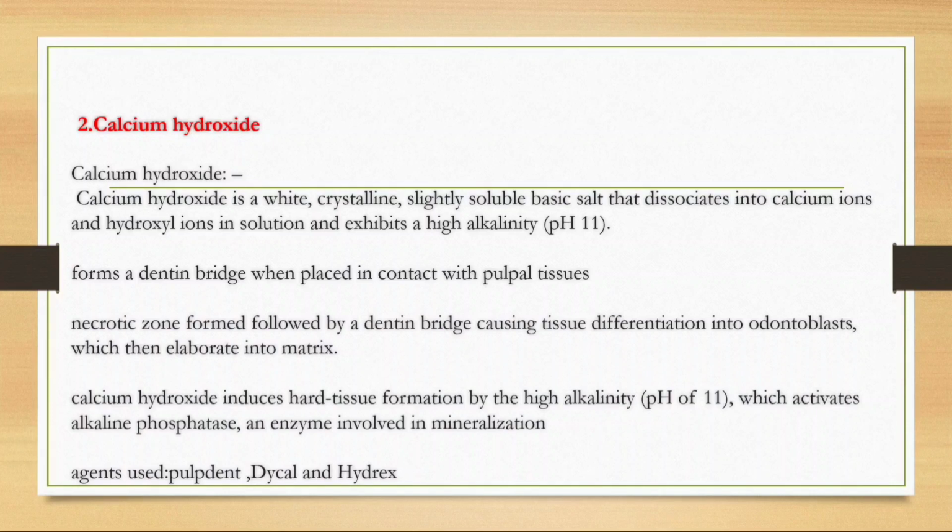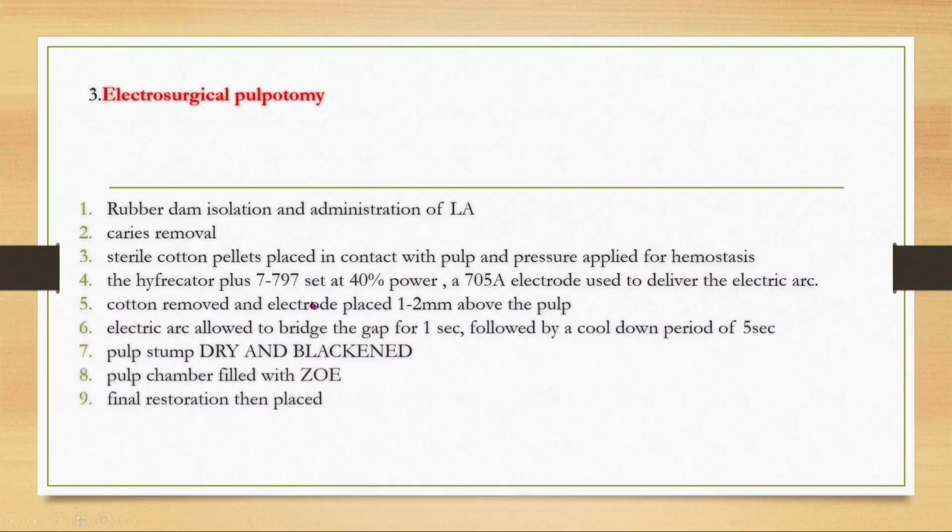Calcium hydroxide we have already seen in detail. Some examples are Pulpdent, Dycal, Hydrex. So what is electrosurgical pulpotomy? It is the same procedure, but we are doing it by an electrical method. Same as before: isolation, local anesthesia administration, caries removal, and cotton pellets will be kept.